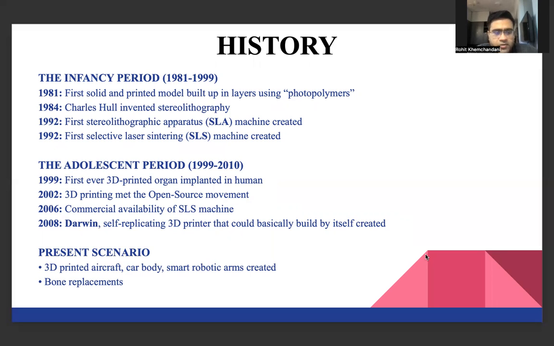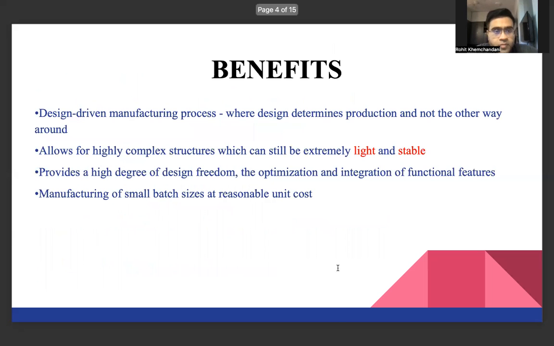Now, the present scenario is 3D printed aircraft, as I already mentioned, that Boeing and GE are using this technology very well. So 3D printed aircraft, car bodies, and smart robotic arms are being created, and bone replacements are also used in the pharma industry.